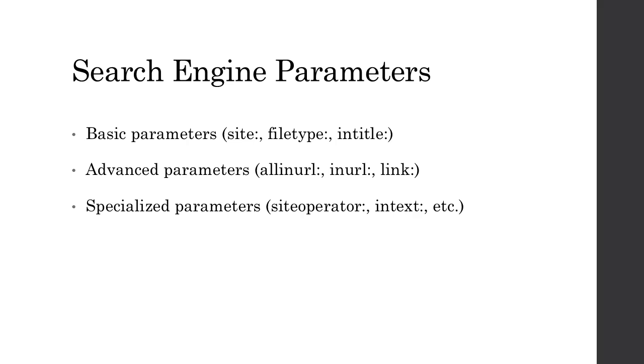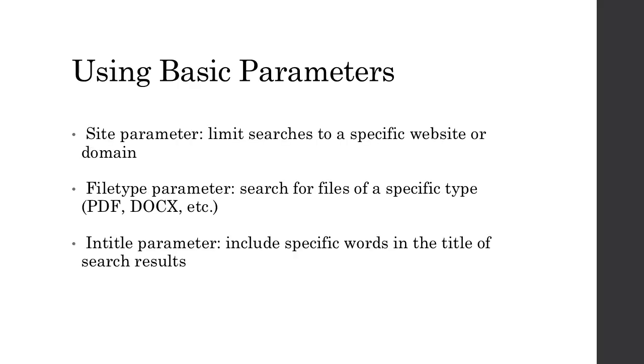Site operator: find websites operated by a specific company. For example, the site operator with Google shows Google-operated sites. In text: search for pages with a specific phrase within the page content. For example, an in text Google search looks for pages containing that phrase.